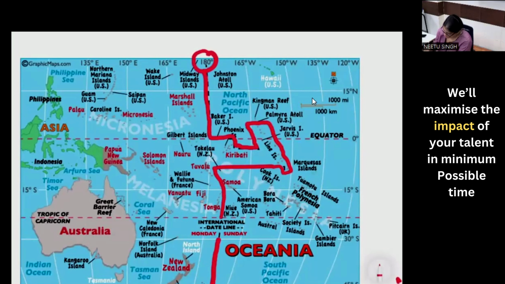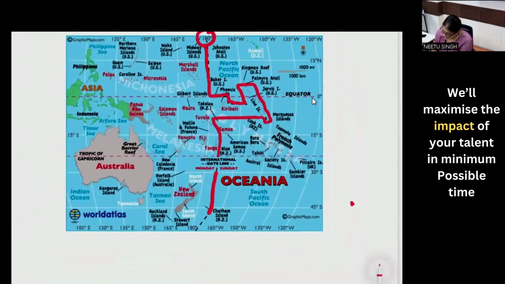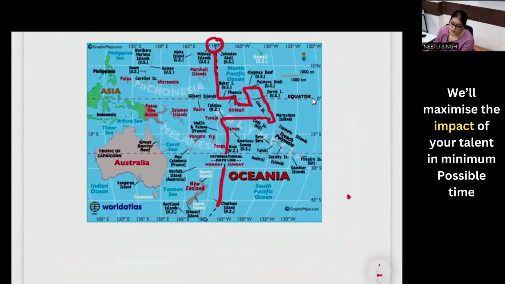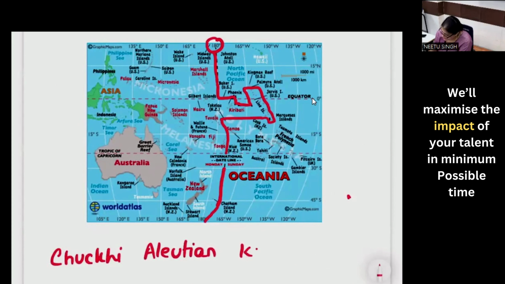Here it is. I hope it is comfortable. So which are the islands or which are the territories that have made the international date line have its bend? It's Chukchi Peninsula in north, Aleutian Islands in north, and Kiribati Island in south as the major constituent.